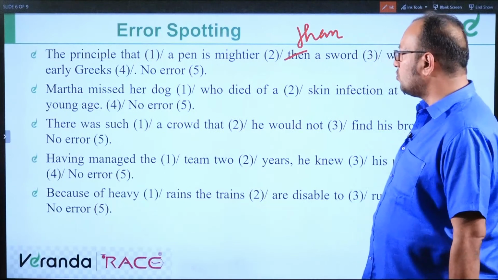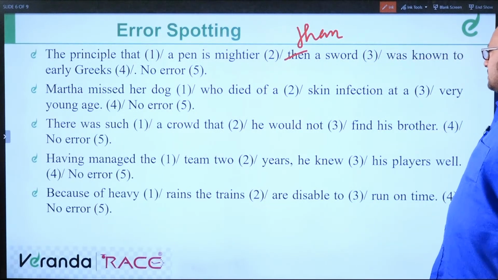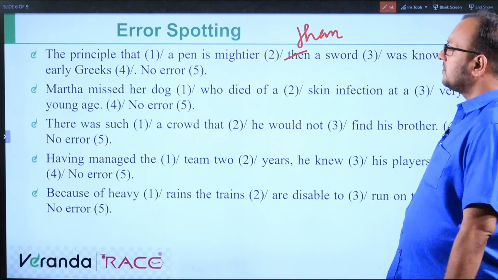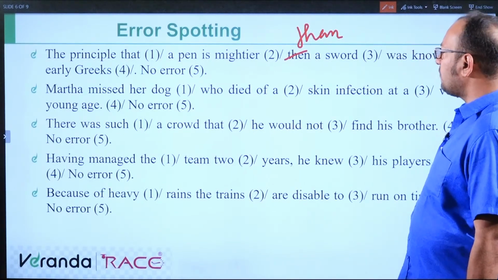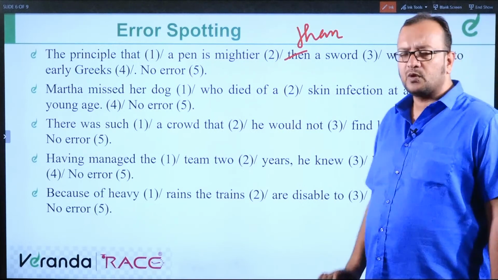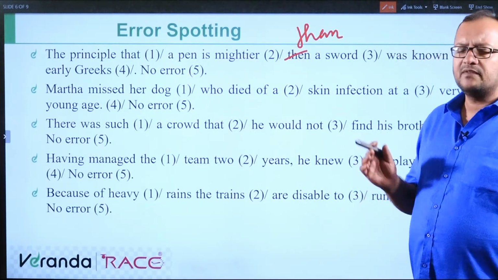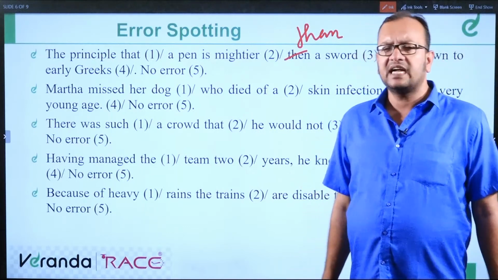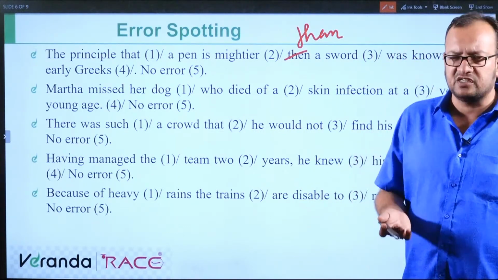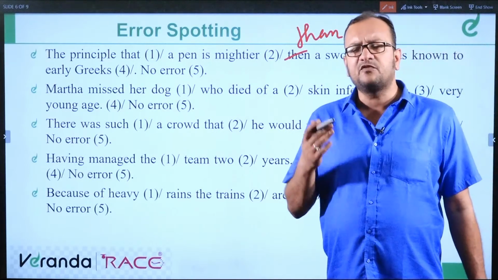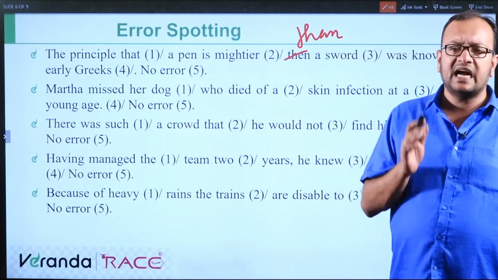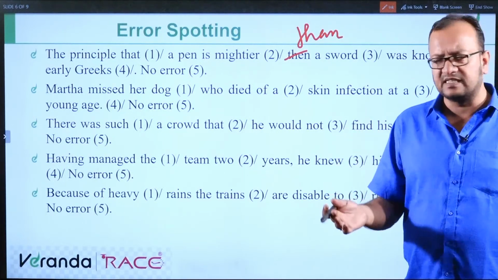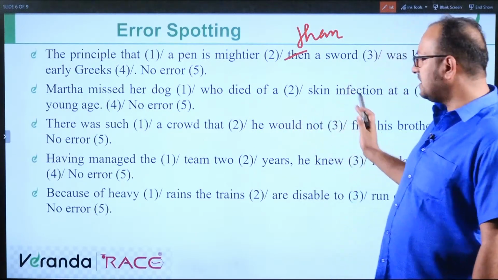Martha missed her dog who died of a skin infection at a very early age. So what's there in this question? Die of a disease. That's true. There's no problem in that, because you die. One dies in an accident. One dies of a disease. One dies from an action, for example, he died from overeating. Not with, from. He died in an accident. He died of a disease. So died of a disease is fine.